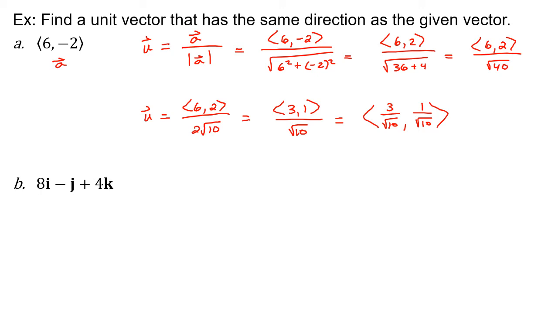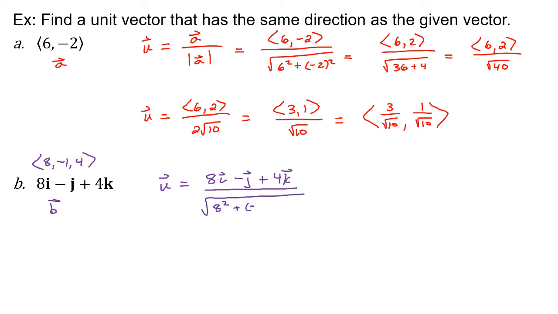I'll do the same thing with part B down here. I'll call that vector B. Notice this one's in ijk notation, which is okay. That would be the same thing as the vector 8, negative 1, 4 if you wrote it in the other notation. But my unit vector, in this case, would be that vector 8i minus j plus 4k divided by the square root of 8 squared plus negative 1 squared plus 4 squared.